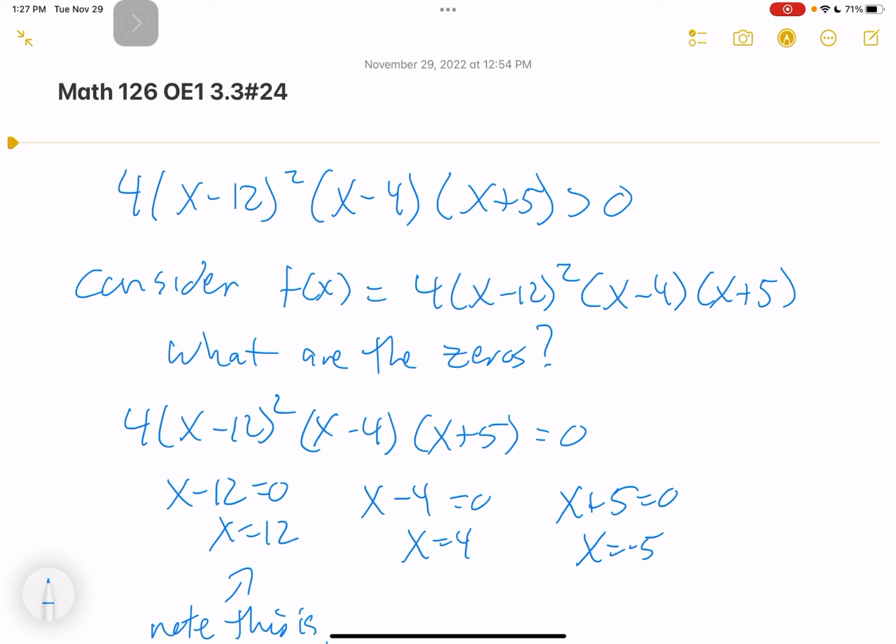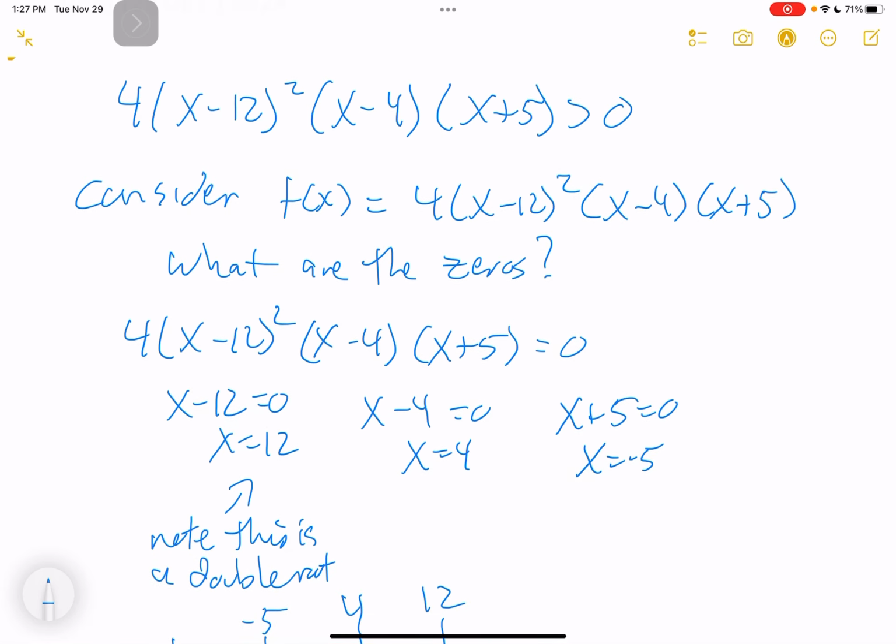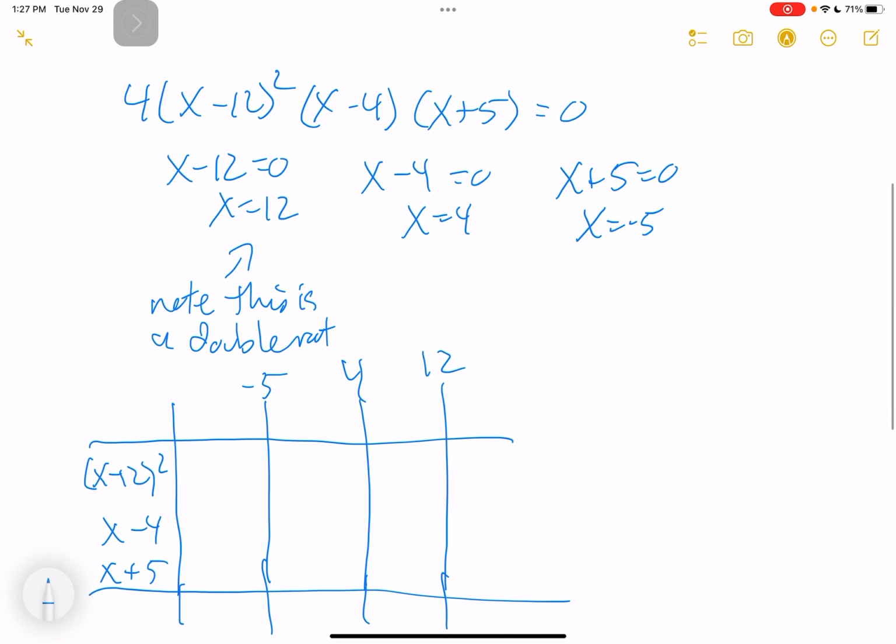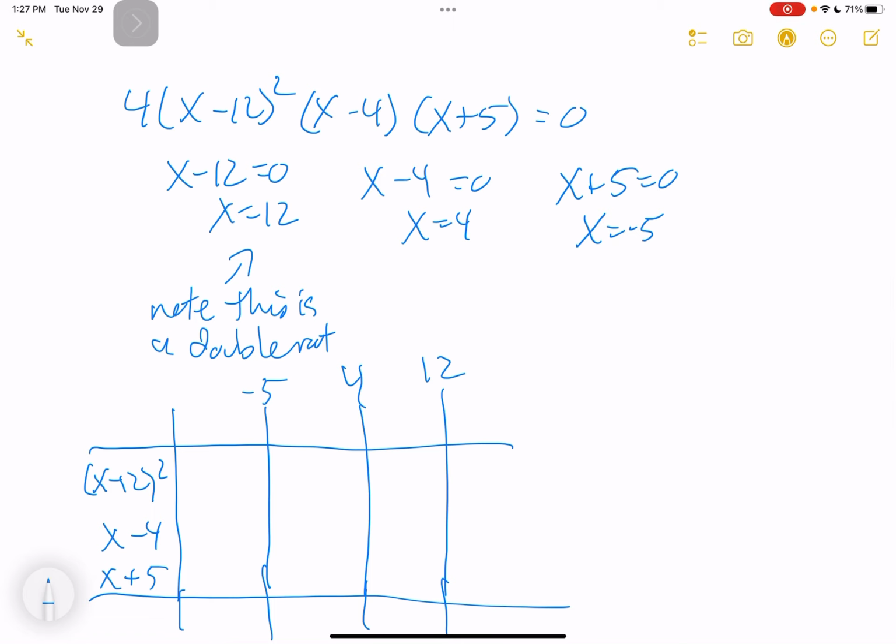Now, another way to do this problem besides graphing it is to look at this as a function. F of x equals 4 times the quantity x minus 12 squared times x minus 4 times x plus 5. So we look for what are the zeros. We set that equal to 0 and we get x minus 12. Set that equal to 0, we get x equals 12. X minus 4, set that equal to 0, we get x equals 4. And x plus 5, set that equal to 0, we get x equals negative 5. I do want to note, I made a little notation here that the x equals 12 is a double root, so I'm going to include that down here, although my handwriting leaves a lot to be desired.